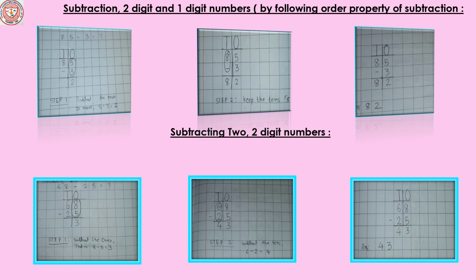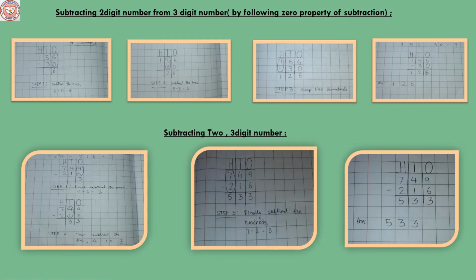Next, subtracting a 2-digit number from a 3-digit number. First, step 1, subtract the ones, 6 minus 0, and the answer will be the number itself, isn't it? Yes, 6. Step 2, subtract the tens, 5 minus 3 is equal to 2. And step 3, keep the hundreds. And then we'll get the answer.